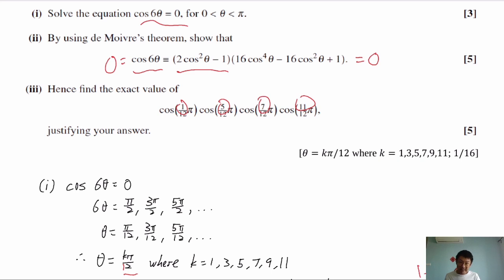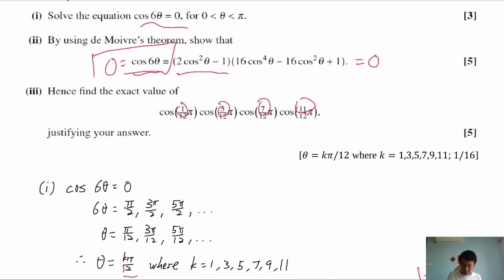Okay, so what does that mean? It means the 6 values of theta that we got from here will also be the 6 values of theta that satisfy this equation, because when we expand, they are cos to the power 6. So we should have 6 values of theta, which will become the roots of this equation. But if we look at this one here, we only have 4 roots.